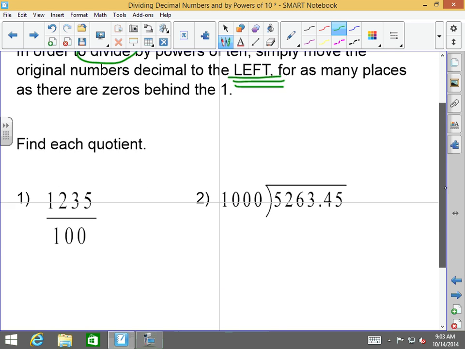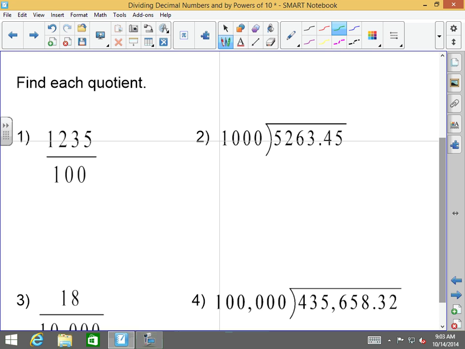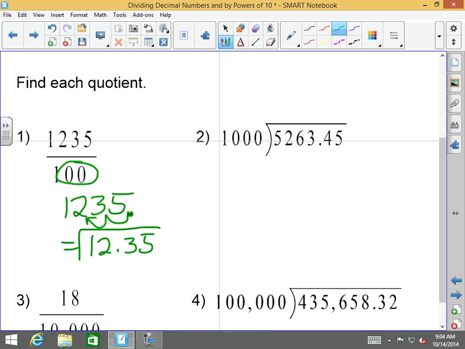So don't do out all of this work. Make your life easy. You have 1,235 divided by 100. So you have here 1,235. How many zeros are there? Where's the decimal of 1,235? At the end. But I have 2 zeros. So I'm going to move this decimal how many places to the left? So I go 1, 2 to the left, which equals 12.35. Very good. Or 12 and 35 hundredths.